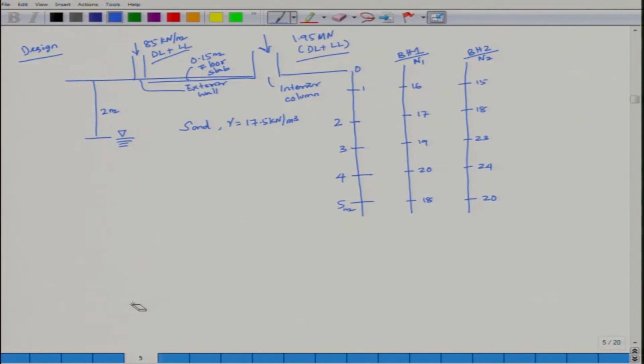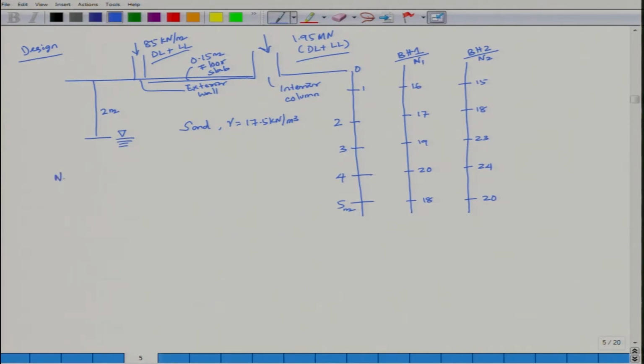Generally in this type of design, for all buildings, we provide 0.15 meter of floor slab. The soil consists of sand, and gamma is given as 17.5 kilonewton per meter cube. The water table is located at a depth of 2 meter below the ground surface. There are two boreholes, borehole 1 and borehole 2, and N values have been given up to 5 meter depth. Now let us start this design.